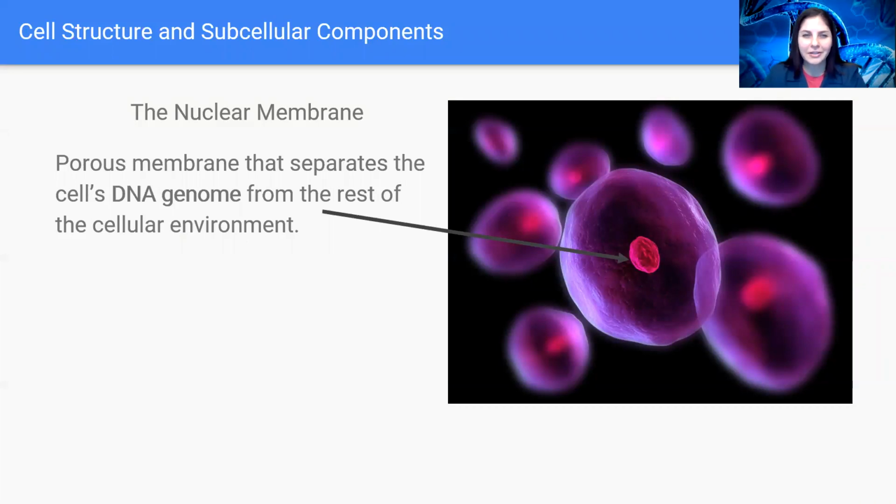So the first subcellular component that we're going to discuss today is called the nuclear membrane. Now, this is a porous membrane that separates the cell's DNA genome from the rest of the cellular environment. Basically, it houses the genetic makeup of the cell, or the DNA.